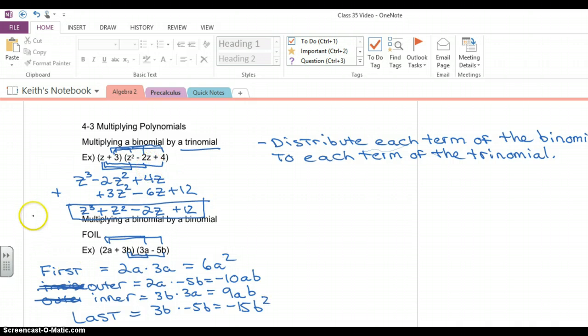Now I'm going to combine like terms. So I'm going to add the negative 10ab plus 9ab. So I have 6a squared minus ab, because negative 10 plus 9 is negative 1, minus 15b squared. And that's our final answer.